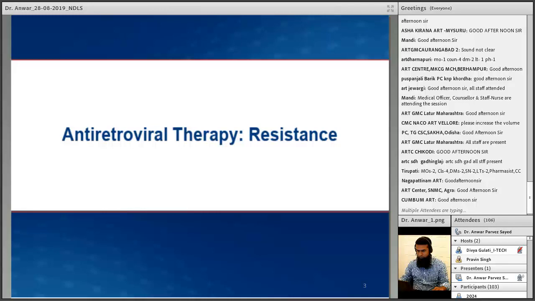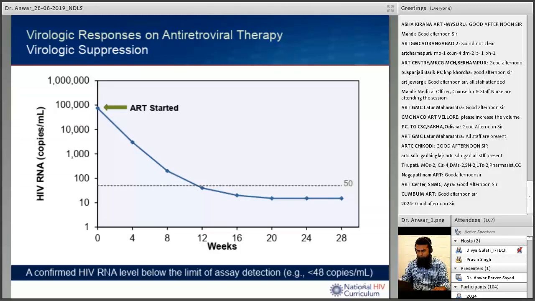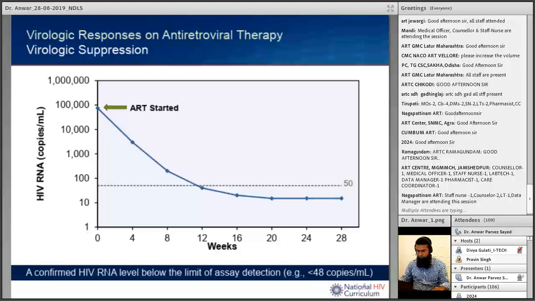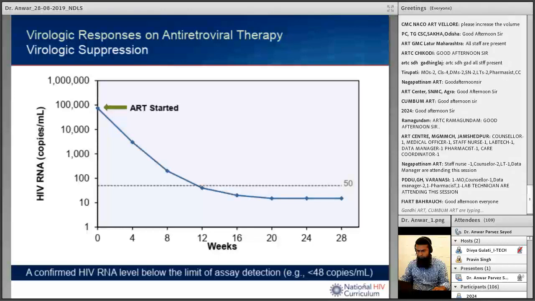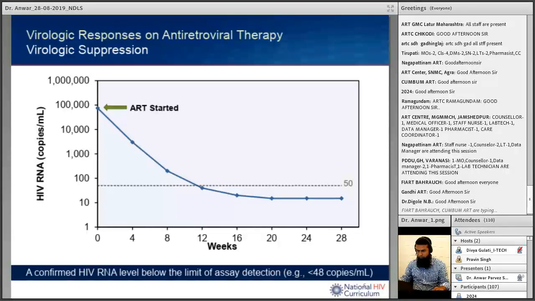So let's start with the first part of the presentation about resistance to antiretroviral therapy. So, basic concepts of resistance. When you start ART, first of all, we don't do baseline viral load testing for any patients whom we start on ART, which I think is very clear to everyone. As per the recent NACO guidelines, we do a viral load test only after 6 months of ART initiation. But when we start ART in any patient, what do we expect? Suppose the baseline viral load is done in some patient, and we know that the viral load is very high. After starting ART, we expect the viral load to go down.